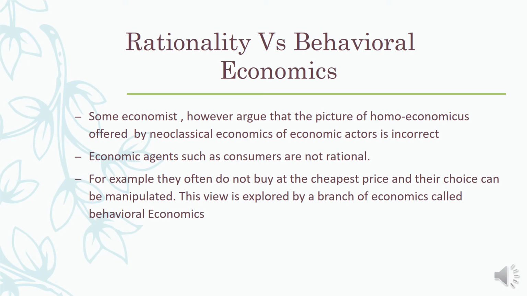So here come the neoclassical and behavioral economics. The neoclassicals assume that the consumer and all economic agents will act rationally. But here a new branch of economics comes, behavioral economics. Their view is that consumers, or economic agents, are not always rational. For example, they often do not buy the cheapest price of a product. Normally we know that whenever the price of a product is very cheap, every consumer will have a choice to buy that product. But here they are saying that consumers will not always try to buy the cheapest product. That means consumers are not behaving rationally.